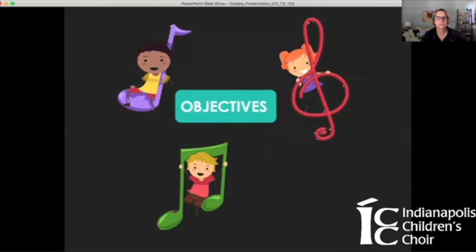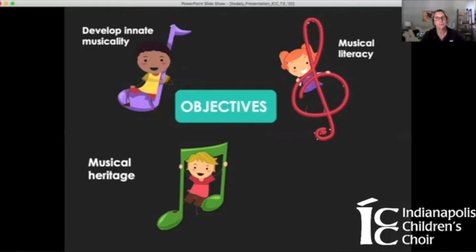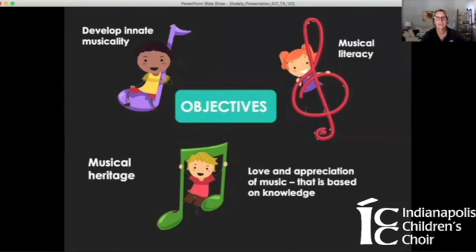Principal objectives in a Kodály classroom would be to develop to the fullest extent possible the innate musicality present in all children, to make the language of music known to children, to help them become musically literate in the fullest sense of the word, to make the children's musical heritage, the folk songs of their language and culture, known to them, and finally, to make available to students the great art music of the world, so that through performing, listening, studying, and analyzing masterworks, they will come to a love and appreciation of music based on knowledge about that music.